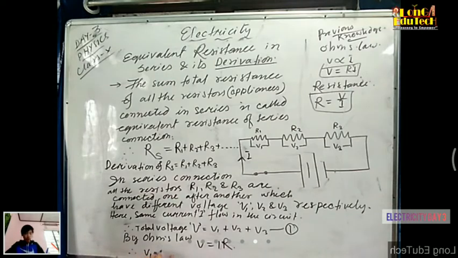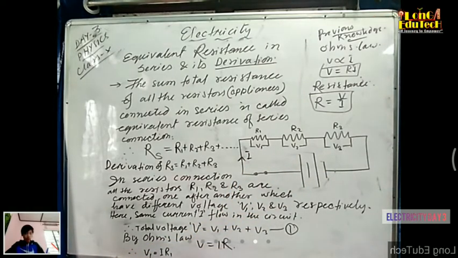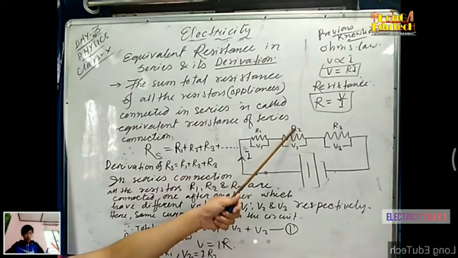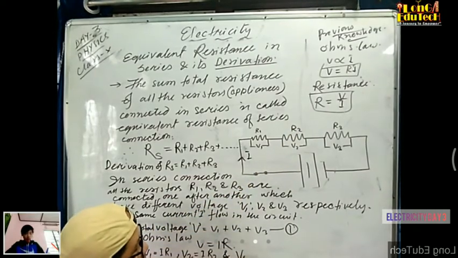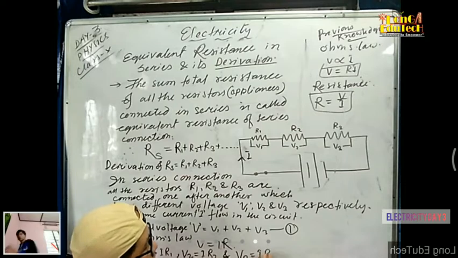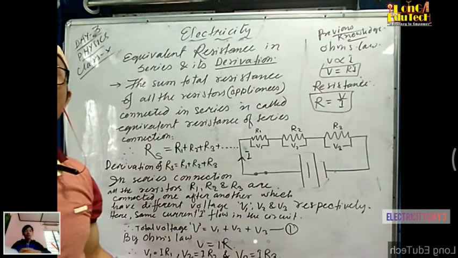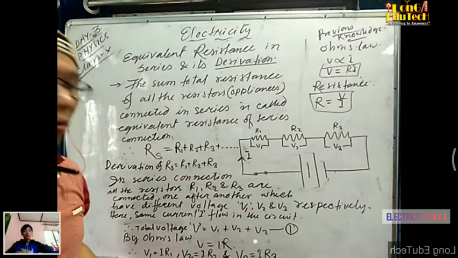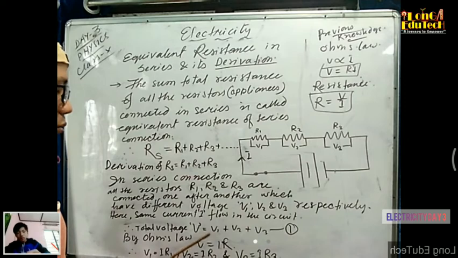V1 equals IR1. I is constant, I is common for all, right? So that's why IR1. What will come for V2? IR2, because V2 is across the second resistance. And for V3, what will come? IR3. So all these values we will substitute in equation number 1.